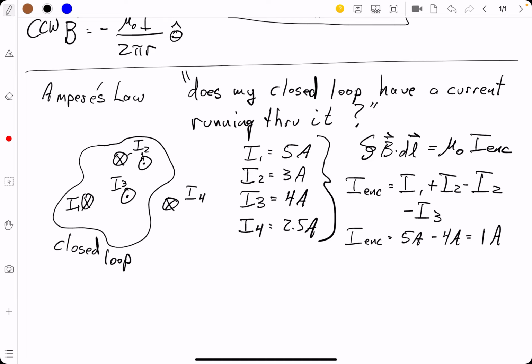Great. I4 doesn't factor in at all because it's not in our closed loop. So it's not there, it's not there. We're not going to get a contribution in our B field from I4. All right. We can now write then our integral B dot dl is equal to mu naught times 1 amp. All right, so good for us. Awesome work. Great job, everyone.